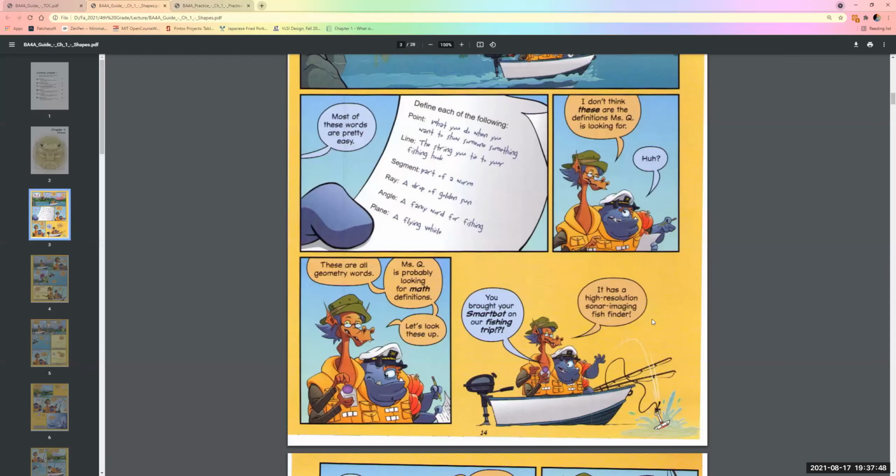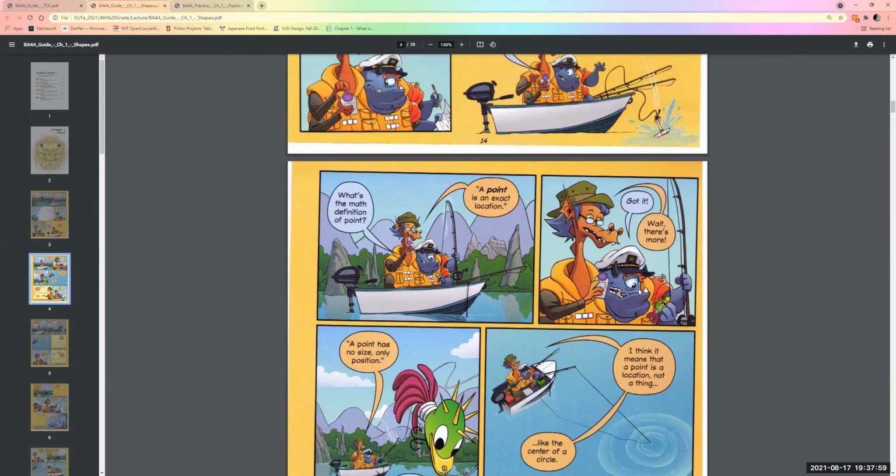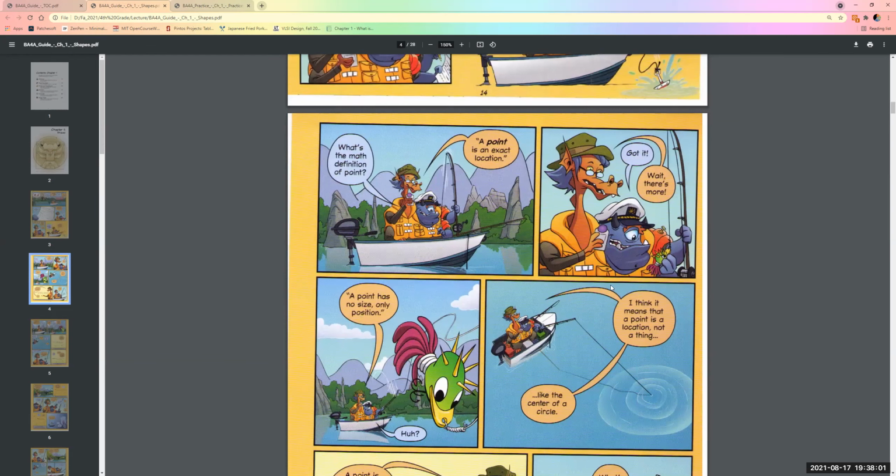You brought your smart fly on our fishing trip? It has a high resolution sonar imaging fish finder. Okay. Do you want to continue or?